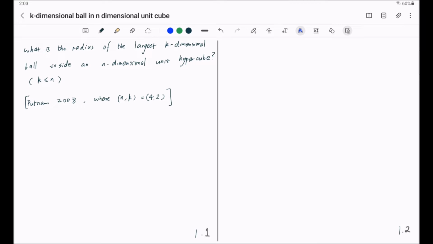Think about the following question. What is the radius of the largest k-dimensional ball inside an n-dimensional unit hypercube? Here, of course, k is less than or equal to n. This problem is a generalization of a problem in the Putnam mathematical competition in 2008. In that problem, n is equal to 4 and k is equal to 2. And we are going to try to solve this question in its full generality.